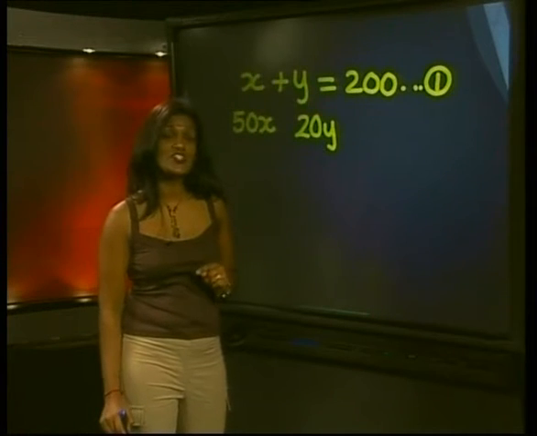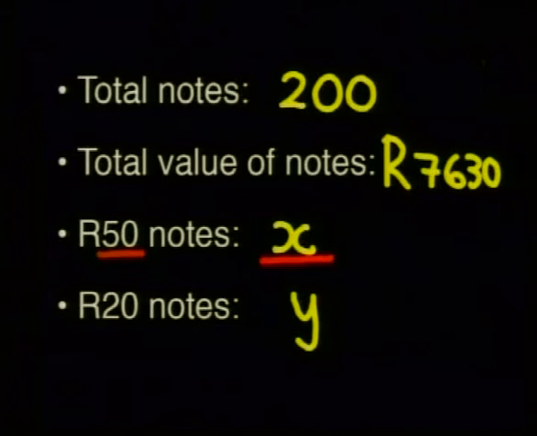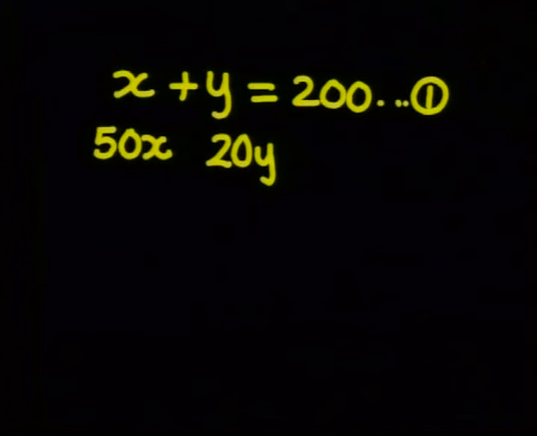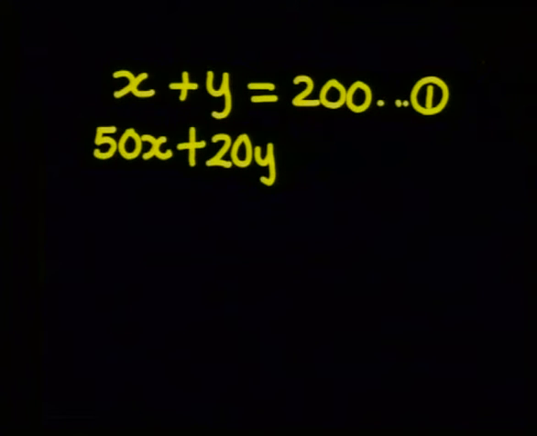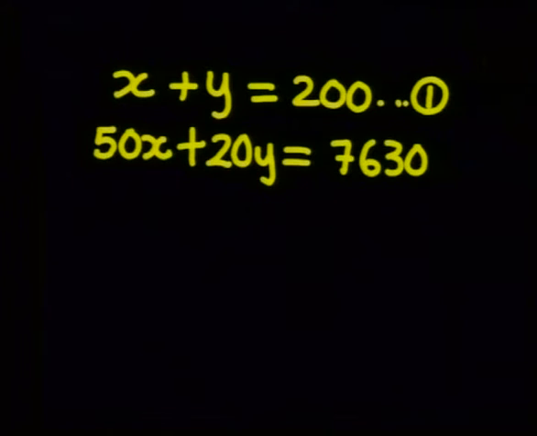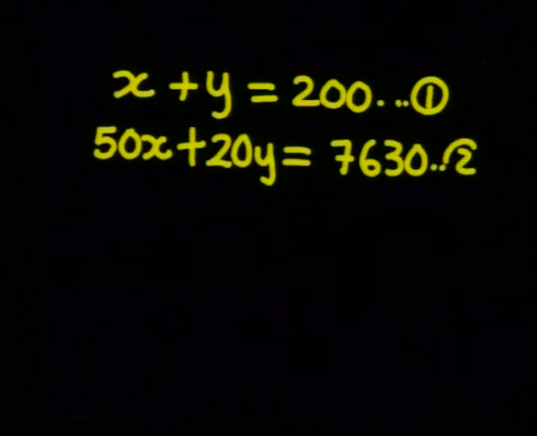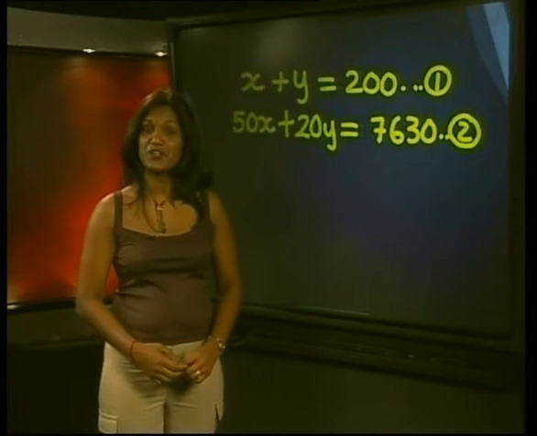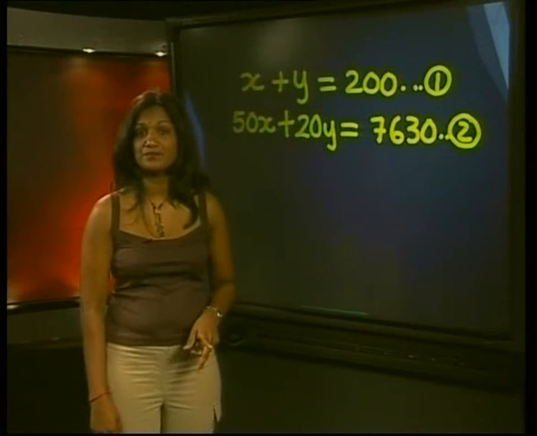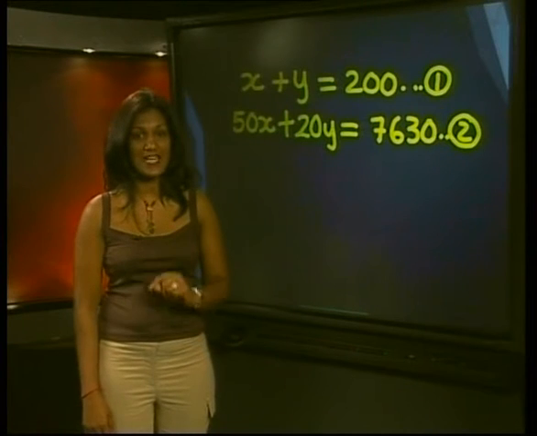Can you write an equation using 50x and 20y? That's not difficult, since we know that the total amount of money is 7,630. So we can write this equation as 50x plus 20y is equal to 7,630. And we'll call this equation 2. Hey, what do you know? We have 2 equations with 2 variables. So what's our plan? We can solve them simultaneously.